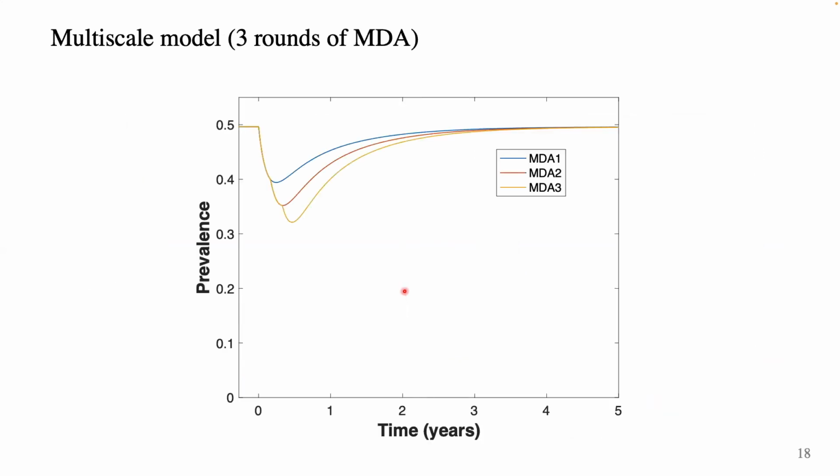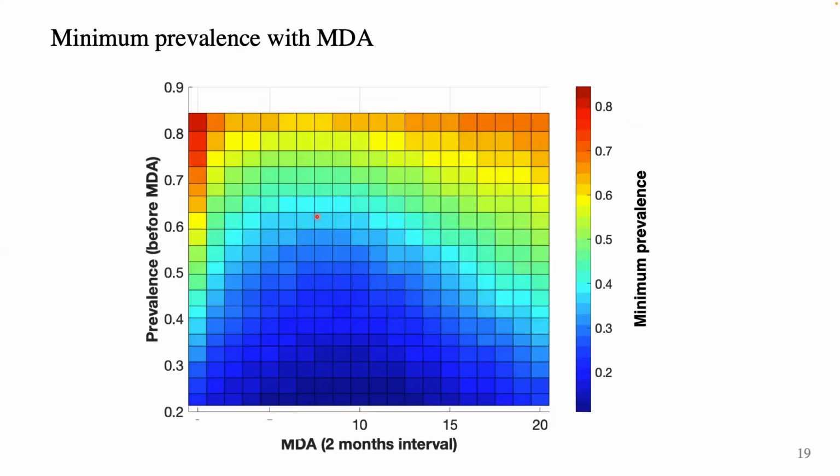So then we wanted to check what happens if we apply multiple MDA with radical cure. This is just to give you examples: 3 MDAs when the system has a 50% prevalence. And we can see that if we apply more MDAs, we can reduce the prevalence more, right? So then we ran a sensitivity analysis over 20 MDAs and 20 different steady-state prevalences, from 20% to around 85%.